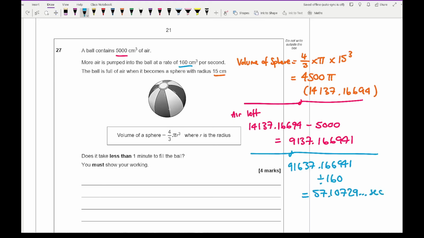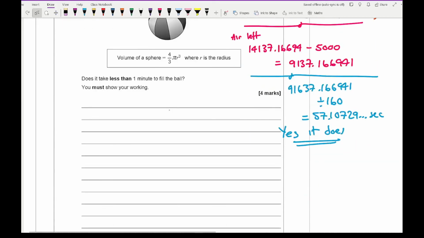So is that time less than 1 minute? Yes, it does. And it's always important that you do answer the yes/no question with a yes or no right at the end, once you've shown your working out and your mathematical working.